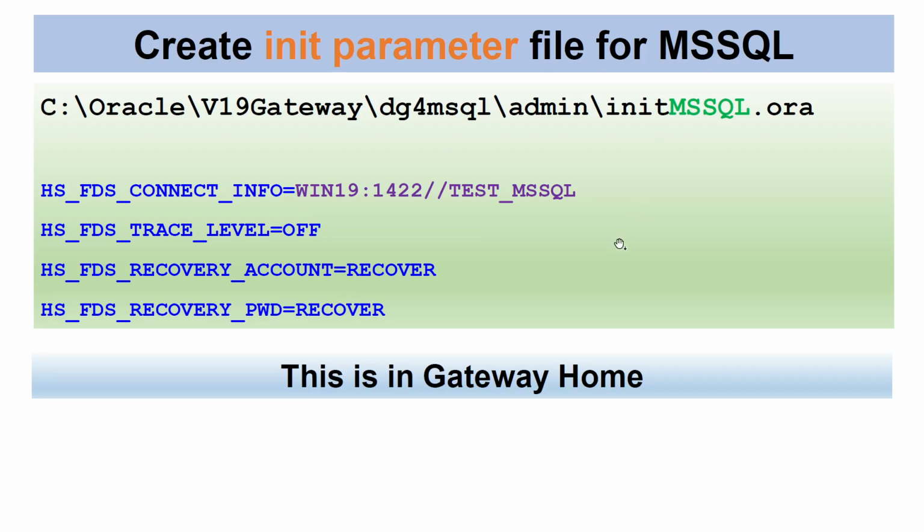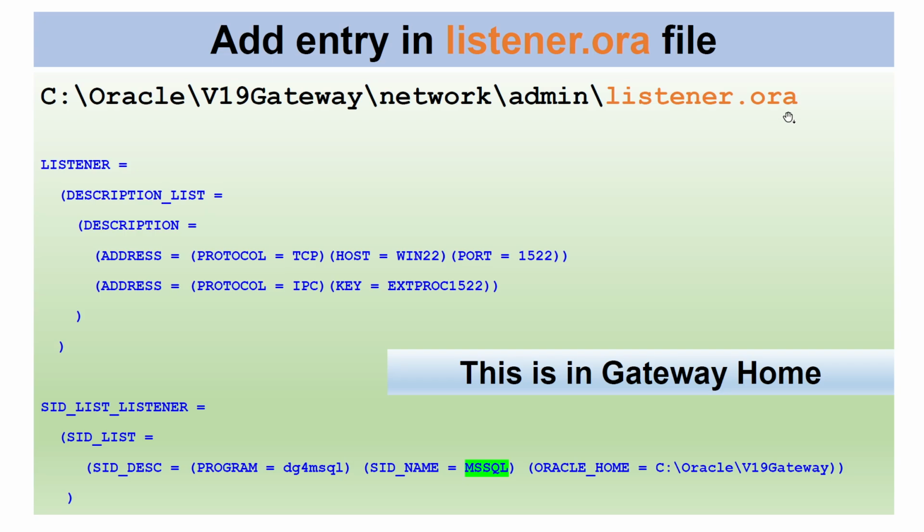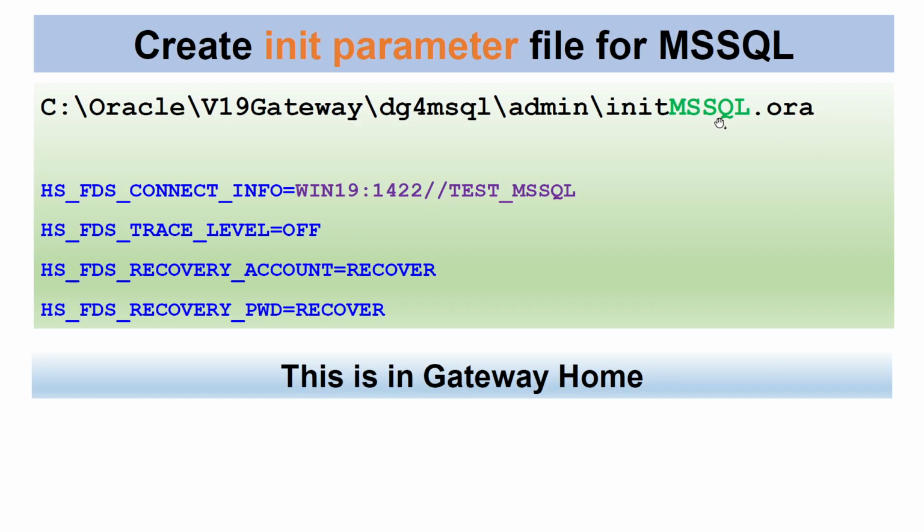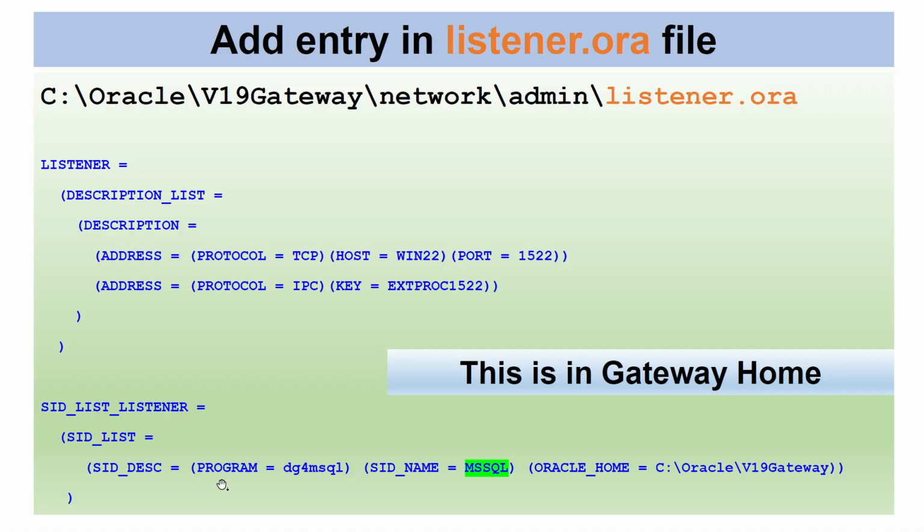Once you have created the init parameter file, now let's go to the listener.aura again in the Gateway Home. If you don't have the listener already, let's create a listener. Make sure to use a different port. You can't use the same port that you are using for the database home. And once the listener is created, do the static registration of this SID, MS SQL, using PROGRAM equal to dg4msql and ORACLE_HOME, which is the Gateway Home. These are the 2 things that we will be doing in the Gateway Home.